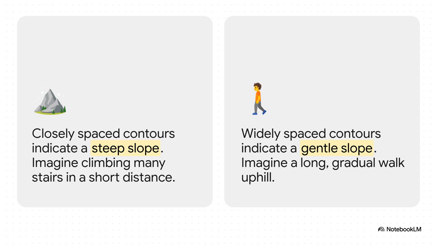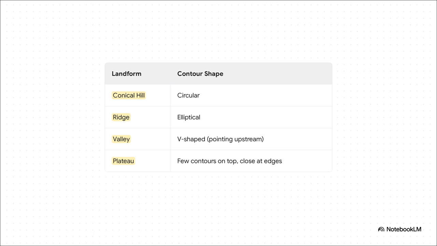That's a steep slope, like a cliff. But when they're spread way out, the elevation change is slow and gradual. That's a gentle slope. And the shapes these contours make aren't random at all. They directly show you what kind of landform you're looking at.